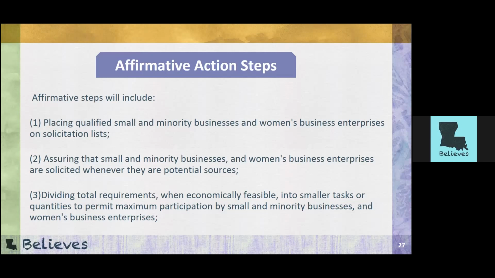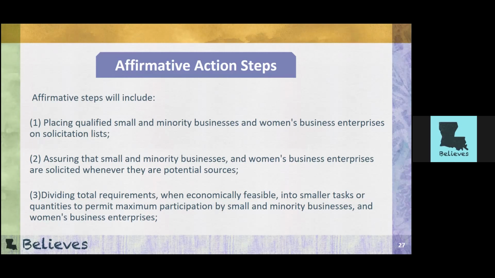The affirmative action steps will include placing qualified small and minority businesses and women's business enterprises on solicitation lists, assuring that small and minority businesses and women's business enterprises are solicited whenever they are potential sources, and dividing total requirements when economically feasible into smaller tasks or quantities to permit maximum participation by small and minority businesses and women's businesses.